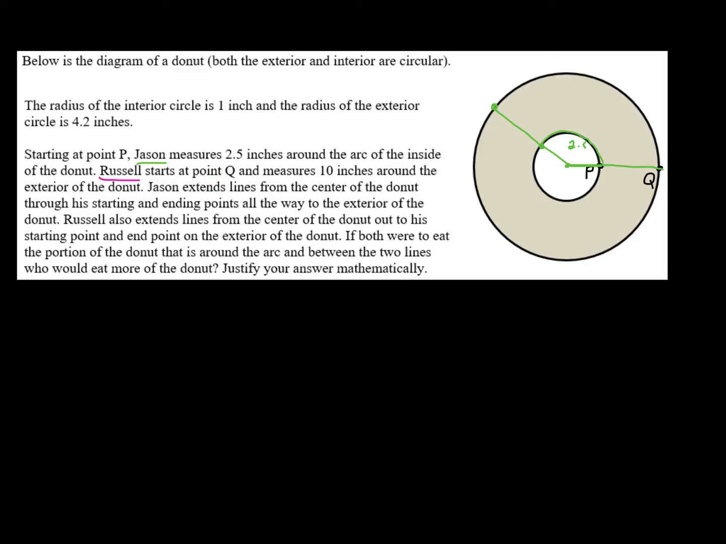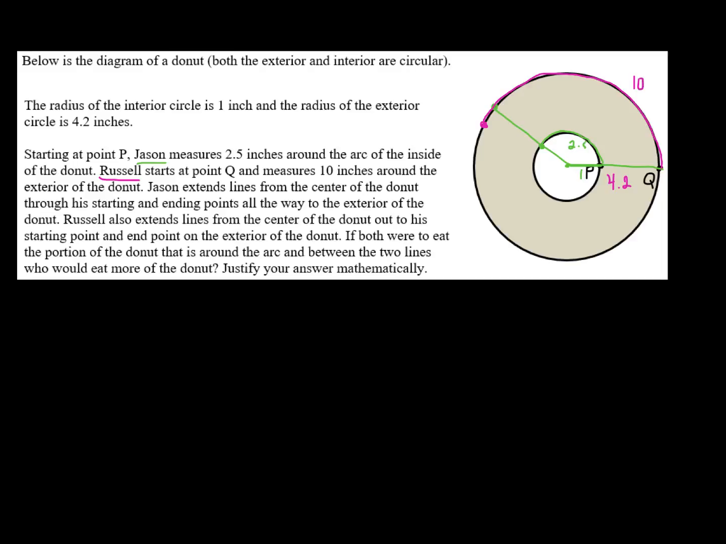He starts at the point Q and measures 10 inches around. Now, let's label this correctly. So this is radius of 1. Now, the radius of the exterior, this length here, is 4.2. I'm going to label that in purple. So if this is 4.2, then maybe this is one radius length, another of these radius 4.2s, and maybe it gets a little further out here. Let's just, for the sake of the problem, say that he goes a little past where Jason ends up. So this arc length here in purple is the amount that Russell travels, and that is 10 inches.